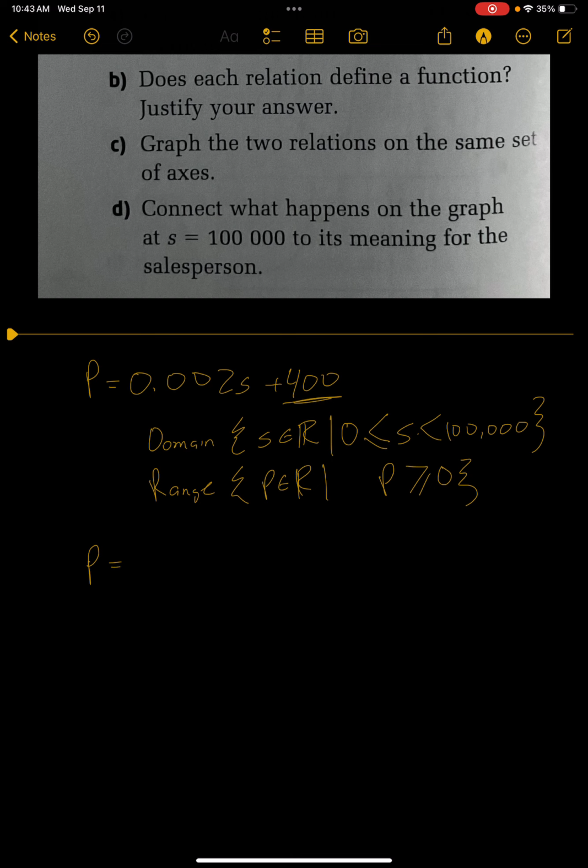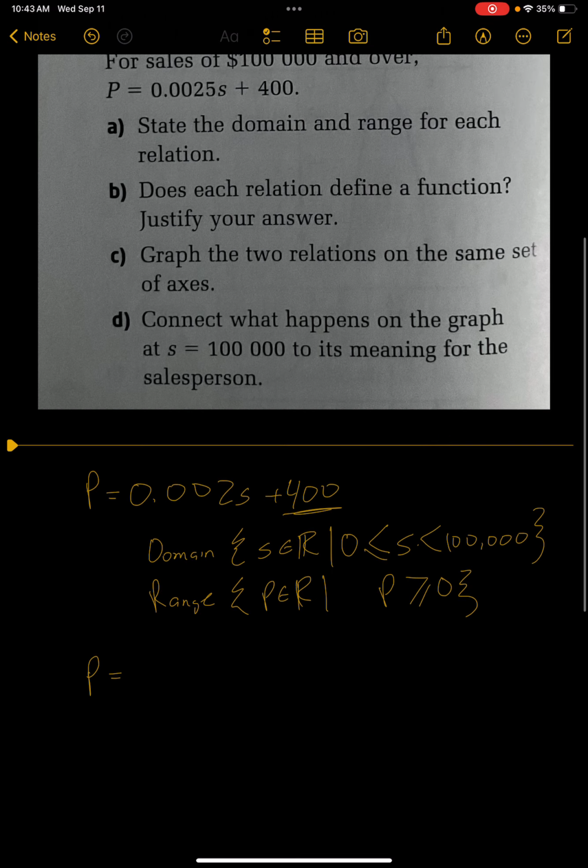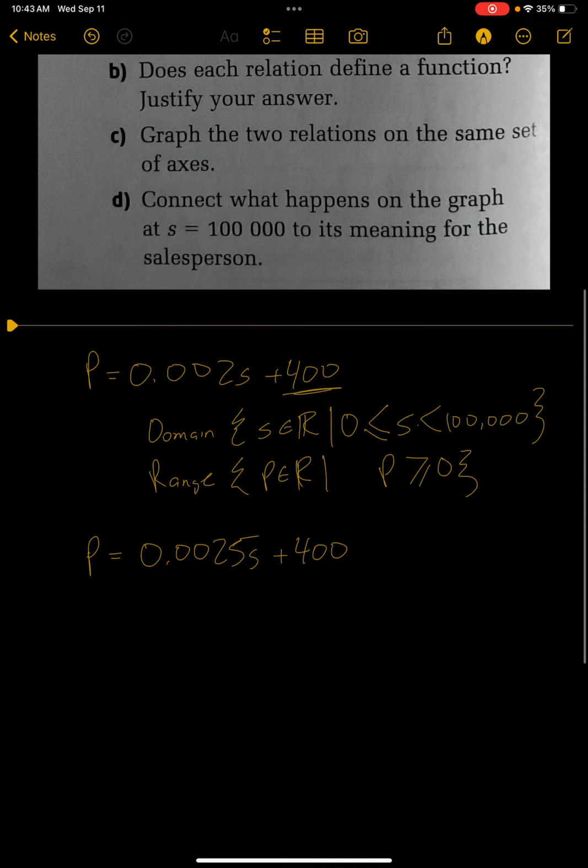Now we have the second function here. P equals 0.0025 S plus 400. The domain is S is an element of real numbers such that S is greater than or equal to 100,000. That's the domain of this function.